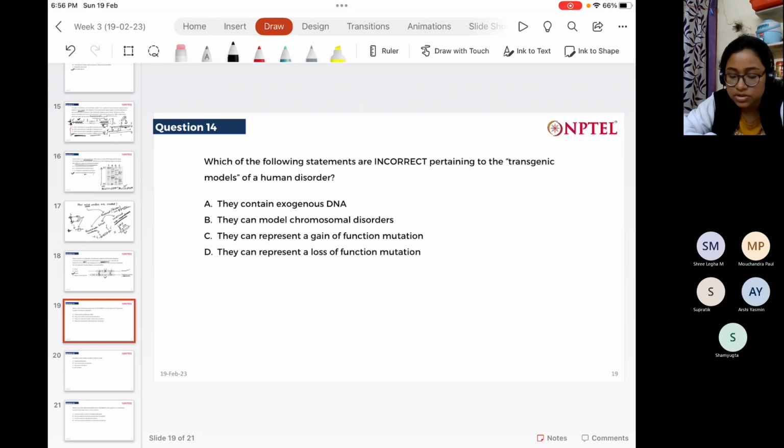Now, the next question: which of the following statements is incorrect pertaining to the transgenic model of a human disorder? We have to identify the incorrect statement. They contain exogenous DNA. They can model chromosomal disorders. They represent a gain of function mutation. They represent a loss of function mutation. The correct answer would be D. You're correct.